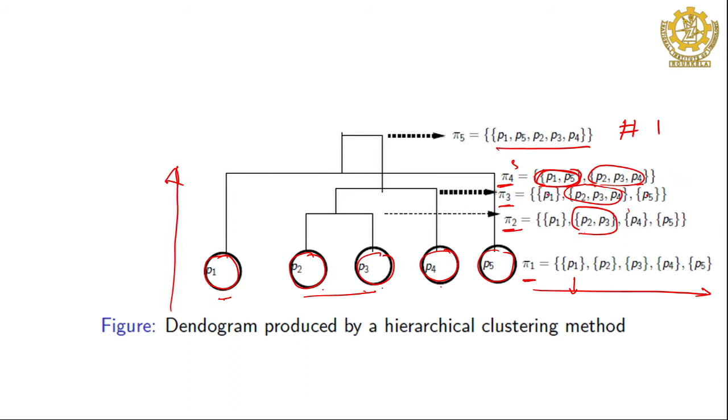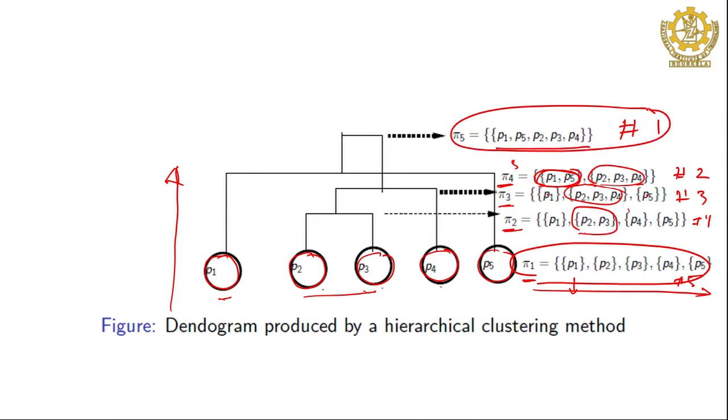So, here the number of clusters is 2, here it is 3, here it is 4, and here the number of clusters is 5. As you understand, the last one and the first one are trivial, so there is no need to do anything. But in between, you need to have some algorithm, a systematic approach, to partition the data.